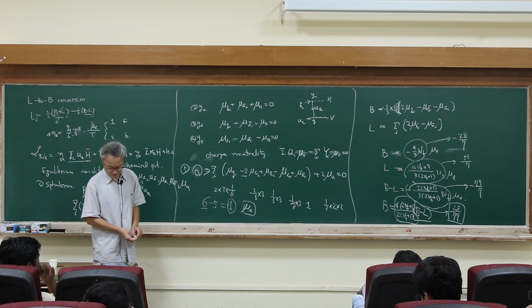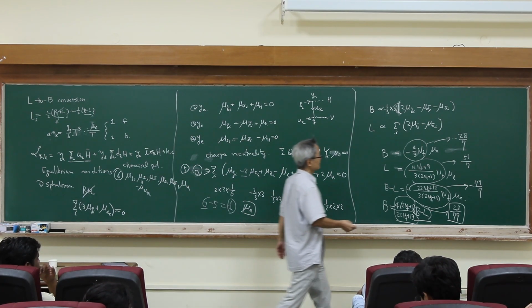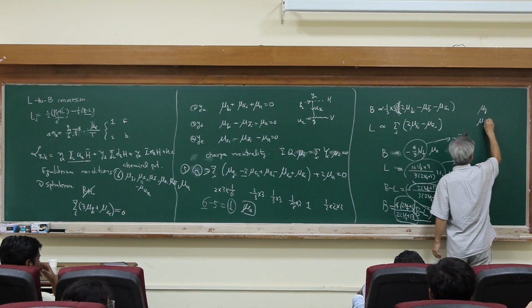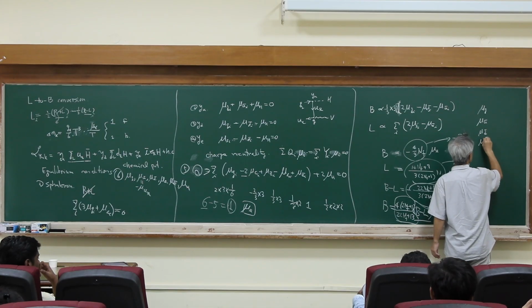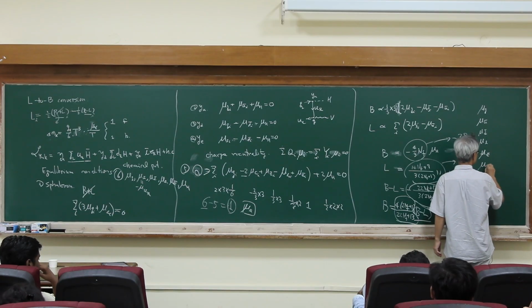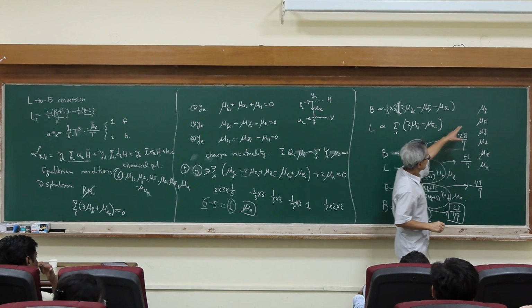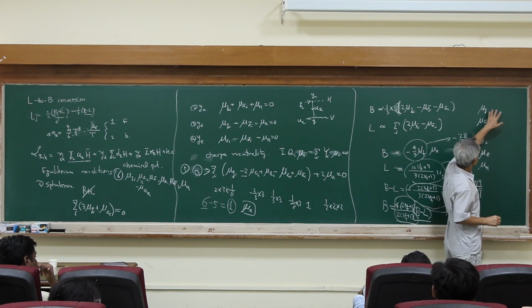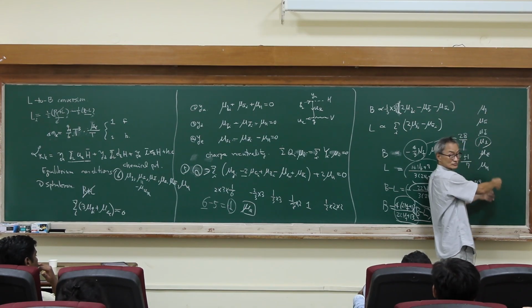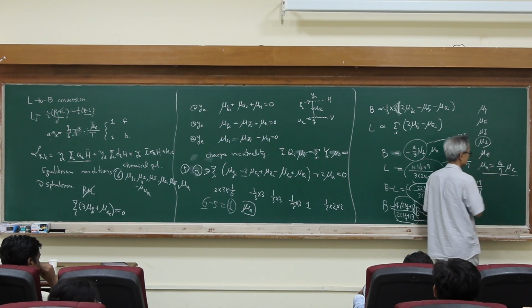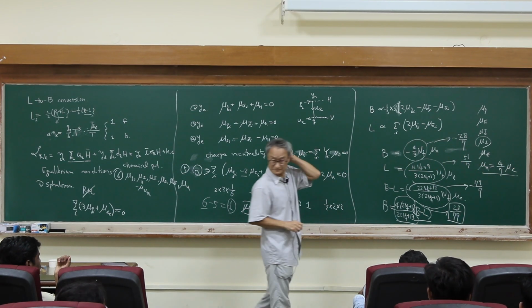For later reference, I assume that all 3 generations have the same chemical potential. Then you will determine what mu_q is in terms of mu_L, and so on and so forth. So for 3 generations, this quantity turned out to be 4 over 7.